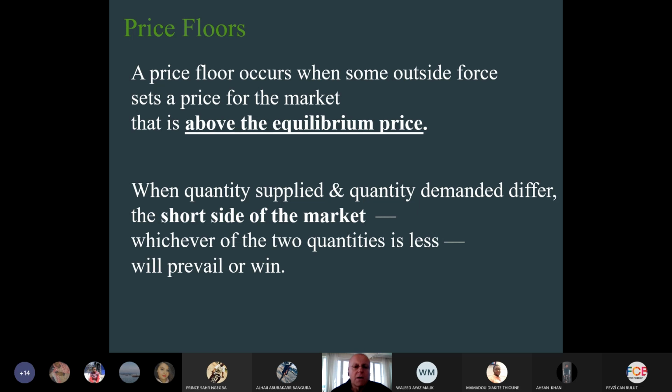And a price floor occurs when some outside force sets a price for the market that is above the equilibrium price.